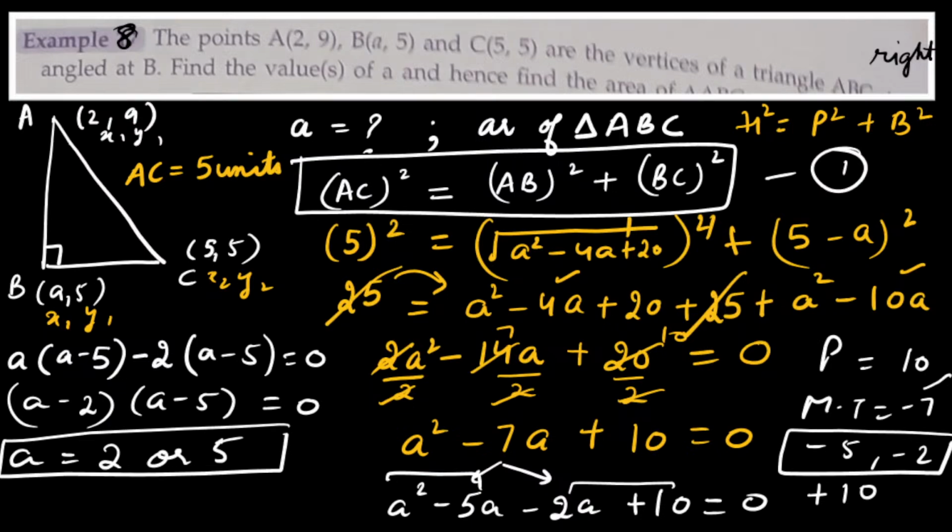So the first part of the question is done. We found the value of A. Both the values are acceptable. Why are they acceptable? Because here we are finding coordinates, so two values we got. Two are the possibilities.